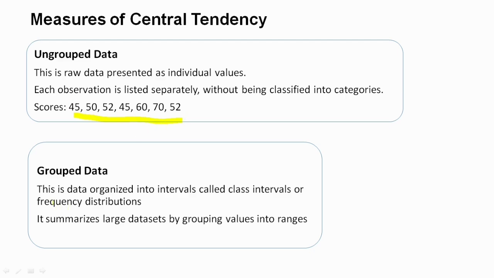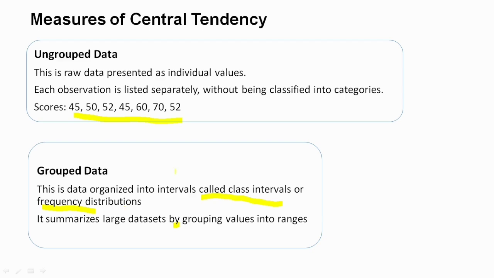The next type of data is grouped data. Grouped data is data that is organized into intervals or categories. It is also called class intervals or frequency distributions. We are also going to calculate the mean, median and mode for grouped data. It summarizes a large data set by grouping the values into ranges.